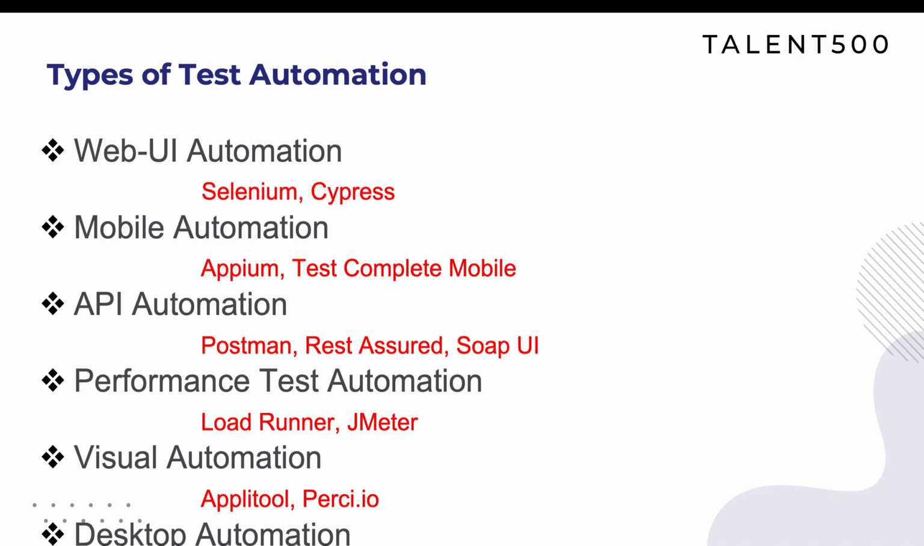And why am I mentioning those tools, guys? Because if you are a manual tester trying to figure out which one you should learn, keep those tools in mind. Again, my favorites: Selenium for UI automation, Appium for mobile automation, Rest Assured for API automation, JMeter for performance test automation, Applitools for visual automation, Winium for desktop automation. Those are my favorites.